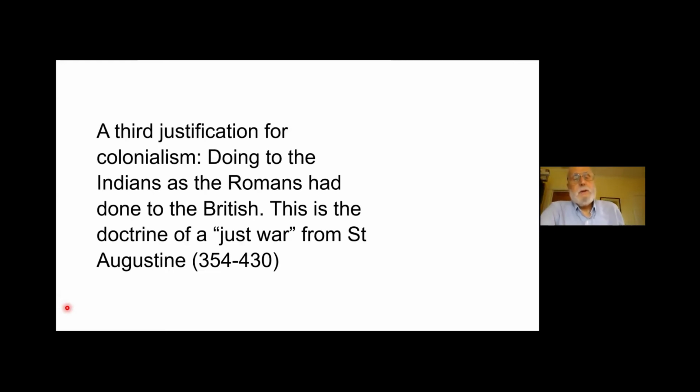This idea, in turn, derived from the doctrine of one of the early thinkers of Christian history, St. Augustine, who lived from 354 to 430. He coined the idea of a just war. And I think we all have been familiar with the ideas of just wars, fighting wars for a just cause, for a cause of justice, for a noble purpose. So we can credit or blame St. Augustine for this idea of the just war.